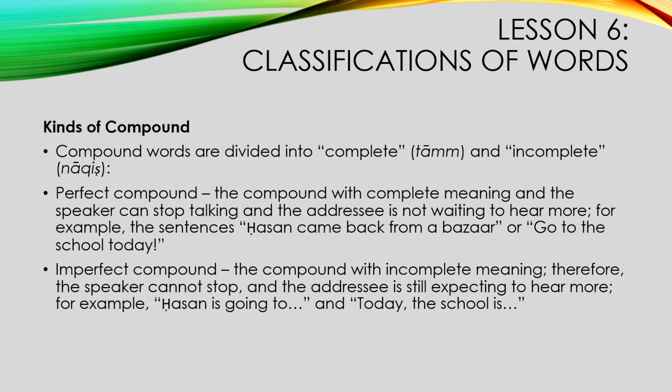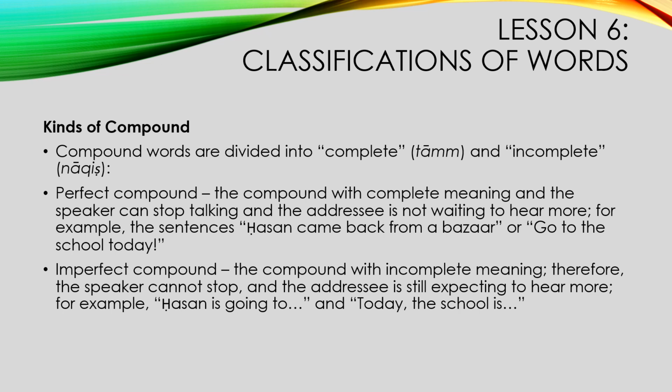How about the kinds of compound? Compound words are divided into one, complete or tam, and two, incomplete or naqis. When we say perfect compound, it means the compound with complete meaning, and the speaker can stop talking and the addressee is not waiting to hear more. For example, the sentences: Hassan came back from the bazaar, or go to the school today. So it's complete.